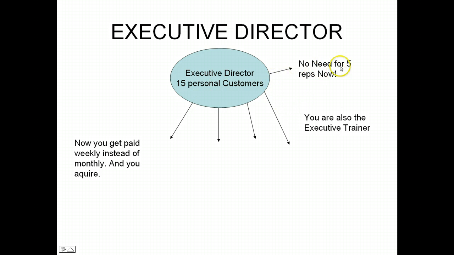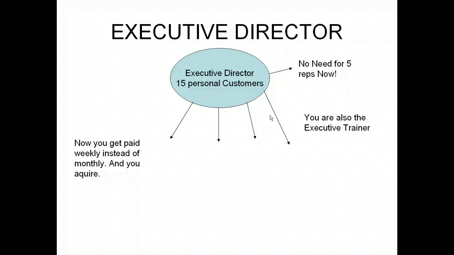Remember when I said you needed 5 reps? There's no need for 5 reps now because you only need 3 personal business partners in order to get to executive director. But I'm going to show you this example with 4, and I'm going to show you a little trick with the 4 business partners. And really, looking at this presentation right now, this is going to be another part series, another 2 parts most likely, because this is really in depth, and this is some great information that you're getting here.